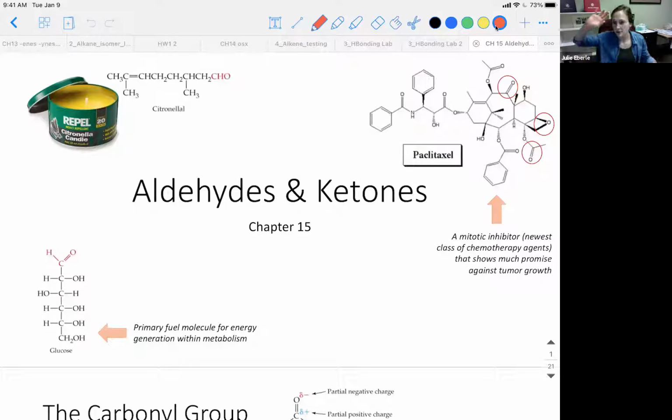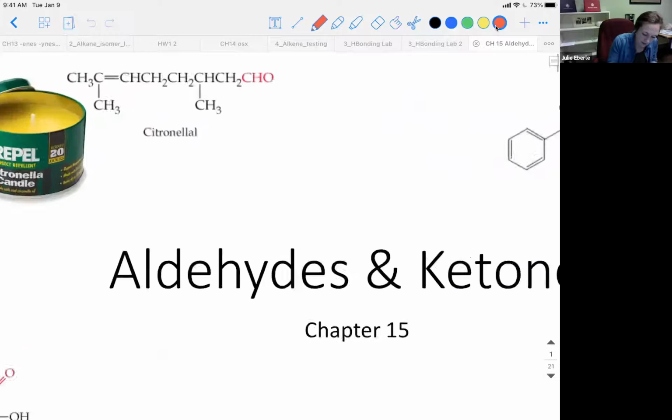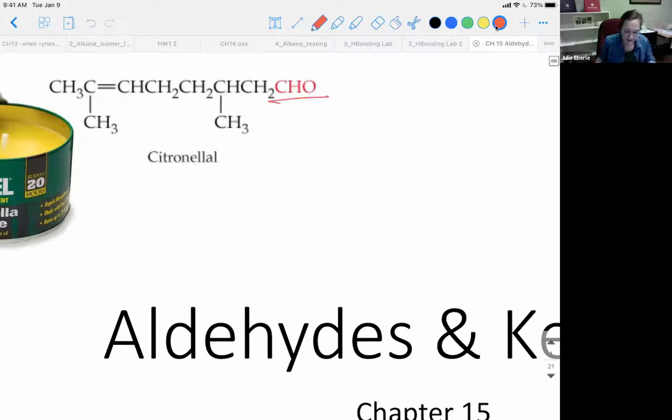So anybody citronella candles? I'm a huge fan of those in the summer. We have a lot of mosquitoes and stuff sometimes, especially after a big rain in Arkansas. So I thought it was interesting that the very molecule for citronella has CHO. This is an aldehyde group.